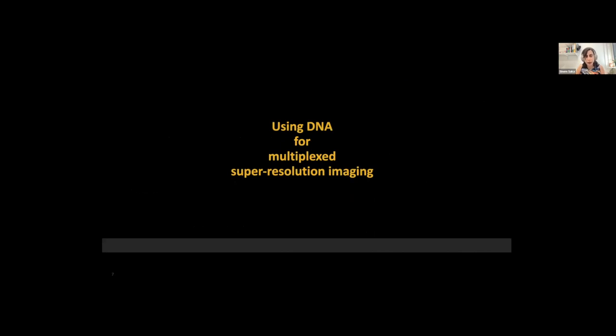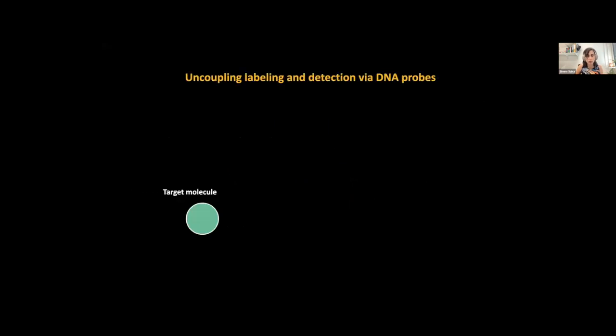So just as a recap, of course, there have been many applications that showed use of DNA, particularly in the beginning for super resolution imaging. The main concept here is that in conventional fluorescence microscopy, a target molecule is labeled with a fluorophore, either directly or via probes like tags or antibodies, but there are a limited number of fluorophores that can be applied at the same time.